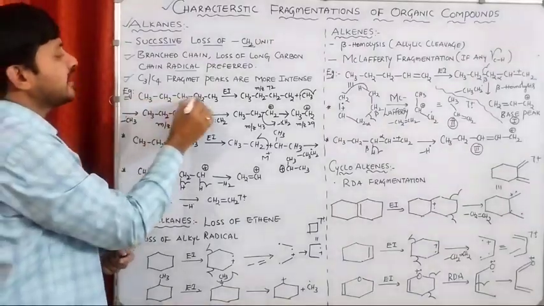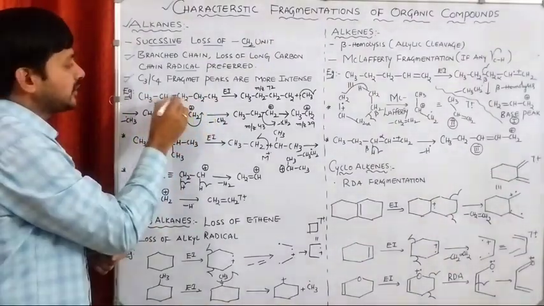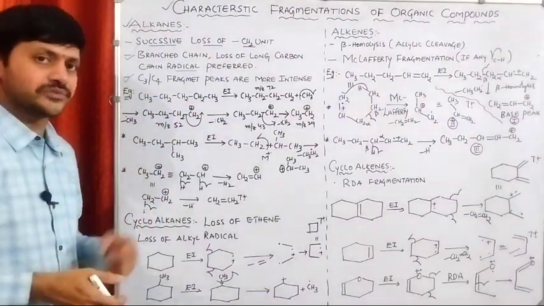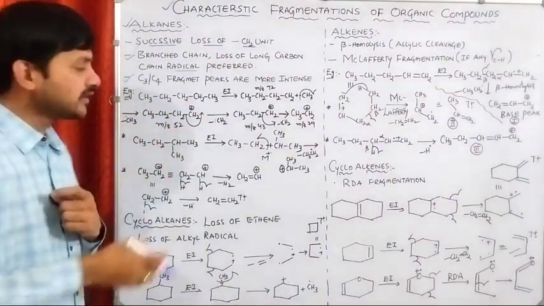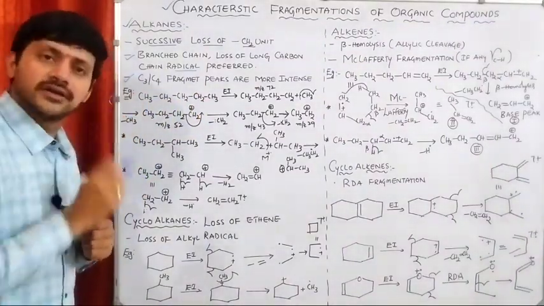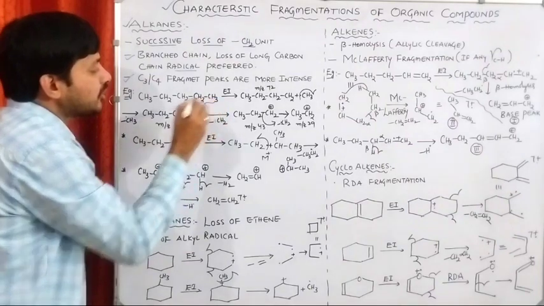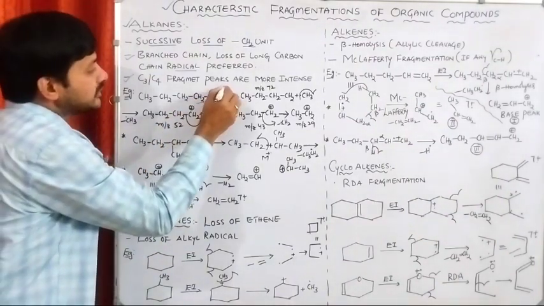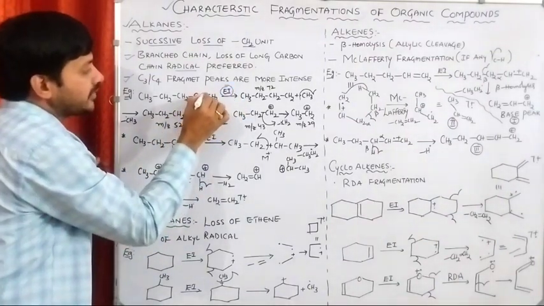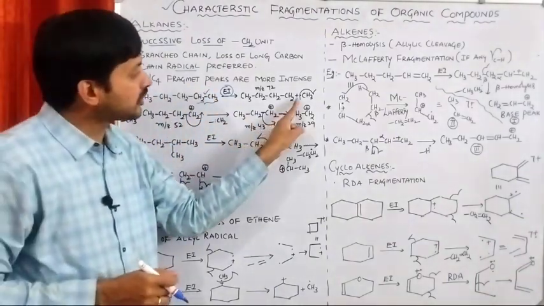Here it is an alkane. 1, 2, 3, 4, 5. 5 carbons are present, which means it is pentane. In case of these straight chain organic compounds, where should we form the molecular ion? At the terminal carbon-carbon bond. So by using the electron impact, what is happening? We have removed one electron from this particular bond. Thereby we are getting the plus radical.